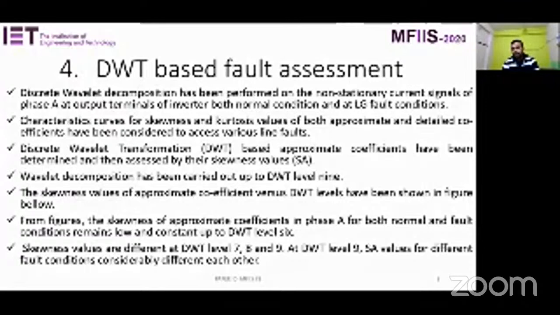The skewness values of approximate coefficients versus DWT levels have been shown in the figure below. From the figures, the skewness of the approximate coefficient in phase A for both normal and fault conditions remains low and constant up to DWT level 6, as shown in the figure.